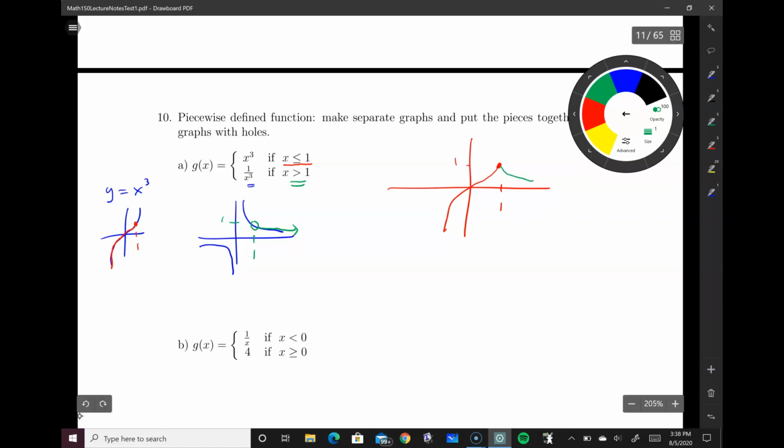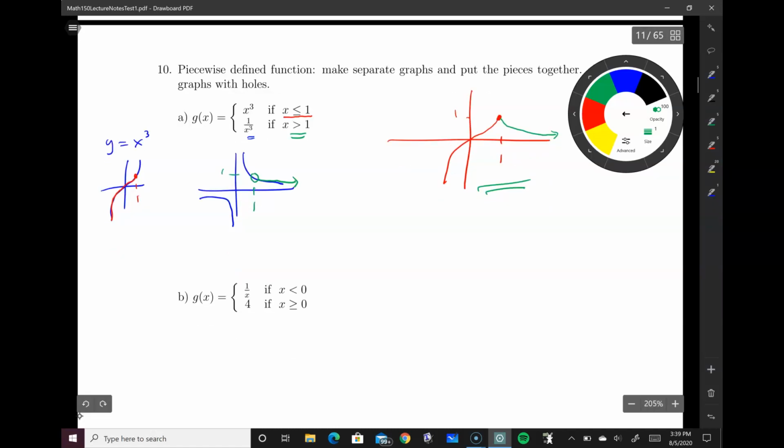So I don't put an open circle on top of a closed circle. The closed circle wins. It's included. So this is my solution graph. Well, let's try another one.